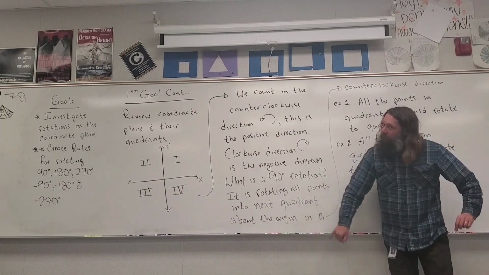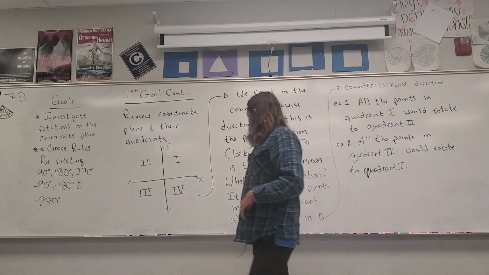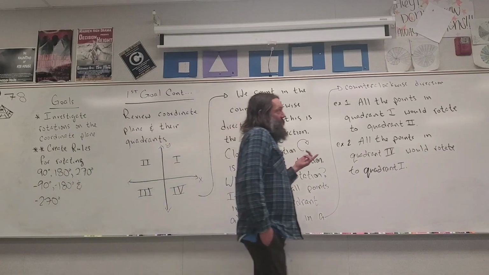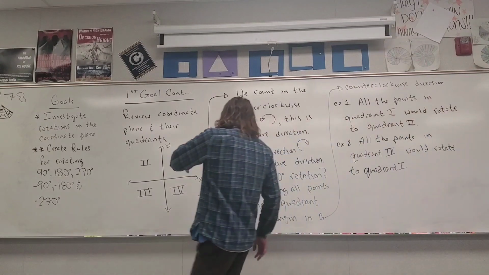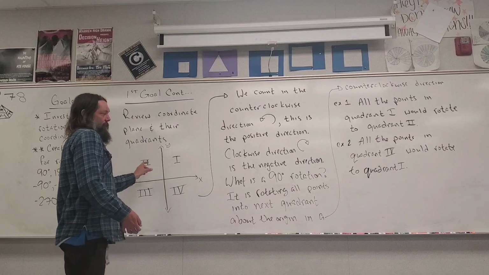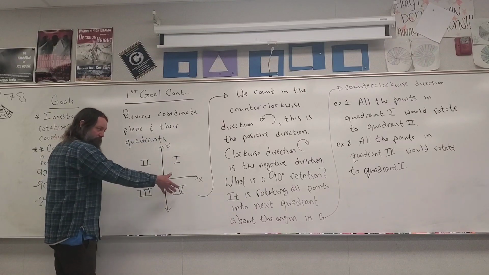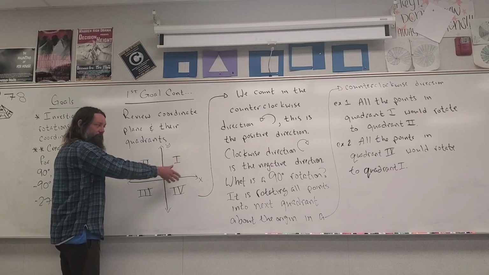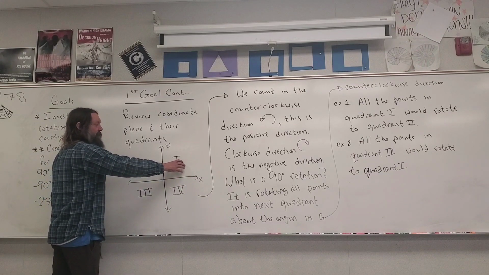Remember, we have to have a point that we're rotating about. So in the previous section, we were rotating about R. For this lesson, we'll be rotating about the origin. The origin is right there. So, example 1, all the points in quadrant 1 would rotate to quadrant 2. So, again, it's just going to spin into the next quadrant about the origin. Example 2, all the points in quadrant 4 would rotate into quadrant 1. Remember, we're going in a counterclockwise direction, so it would rotate up to that.